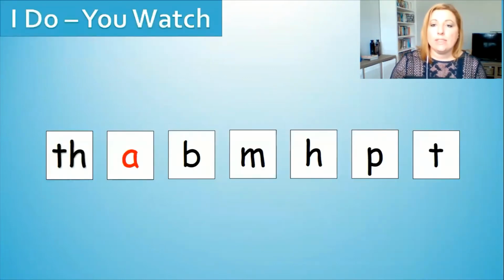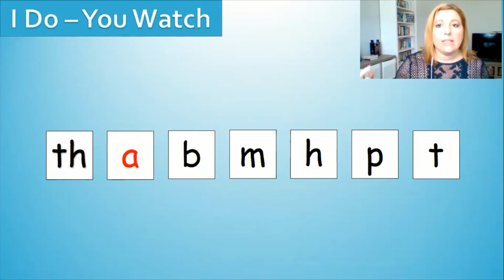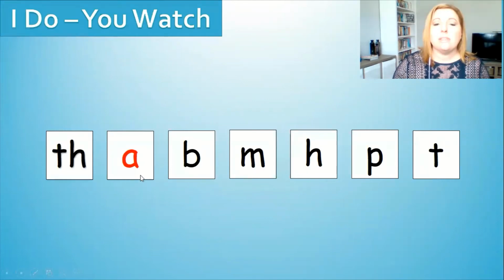As we're building words today, I want you to be listening for those sounds, just like we did earlier, and we listened for the sounds in the word and stretched them out, okay? The letters that we have in front of us are the digraph TH, the letter A, which spells the short vowel sound ah, the letter B, the letter M, the letter H, the letter P, and the letter T.